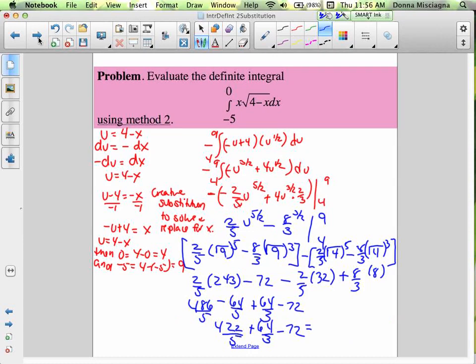The 422 fifths, the 64 thirds, and the negative 72. Future Cole, you should have split for dinner. Let's get some pierogies. Stop. 506 over 15. Positive or negative? Positive. All right, we have a sign difference here. One of those is correct.